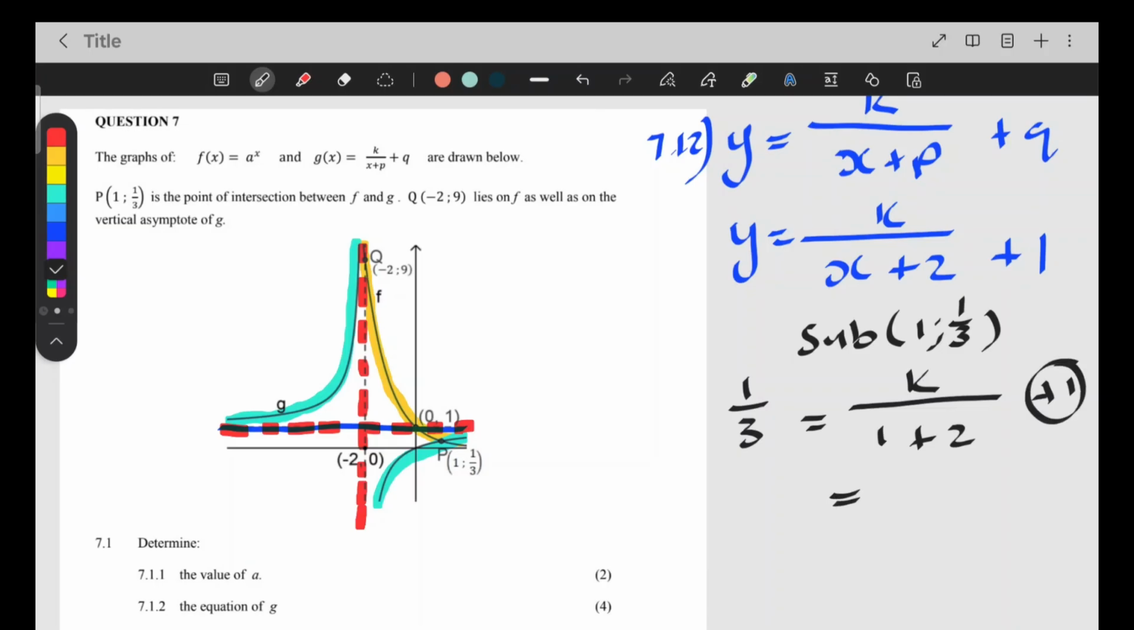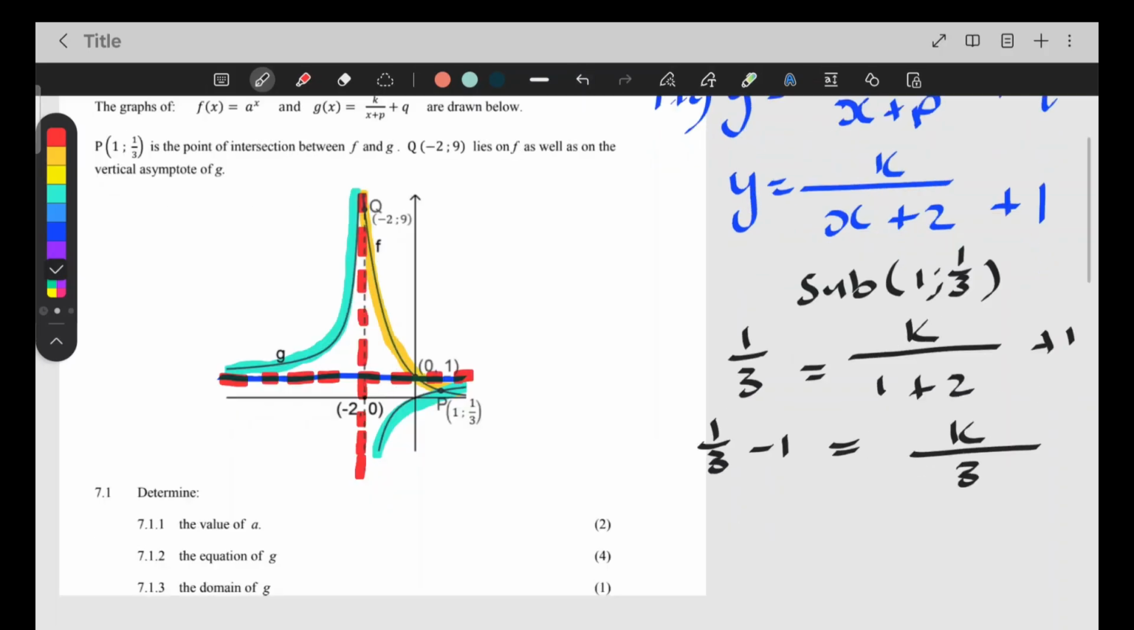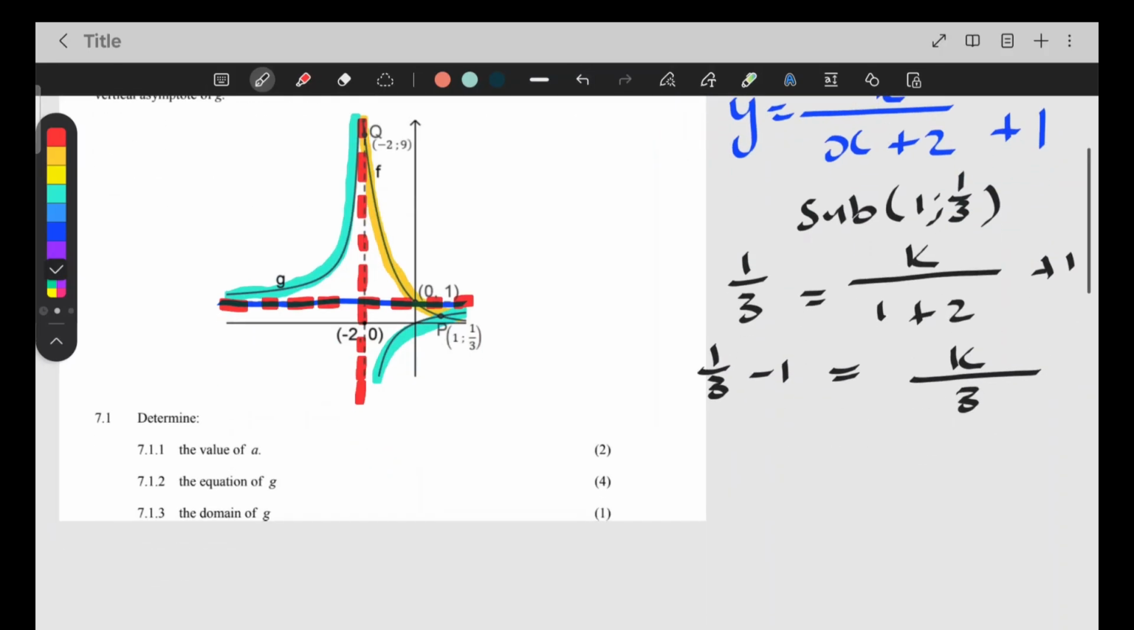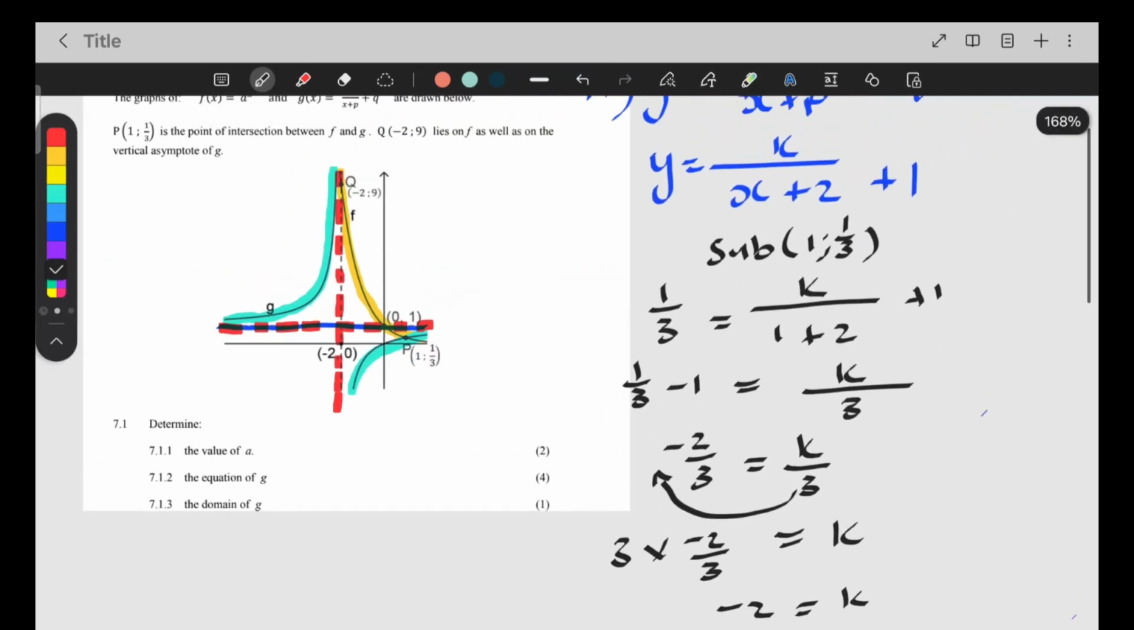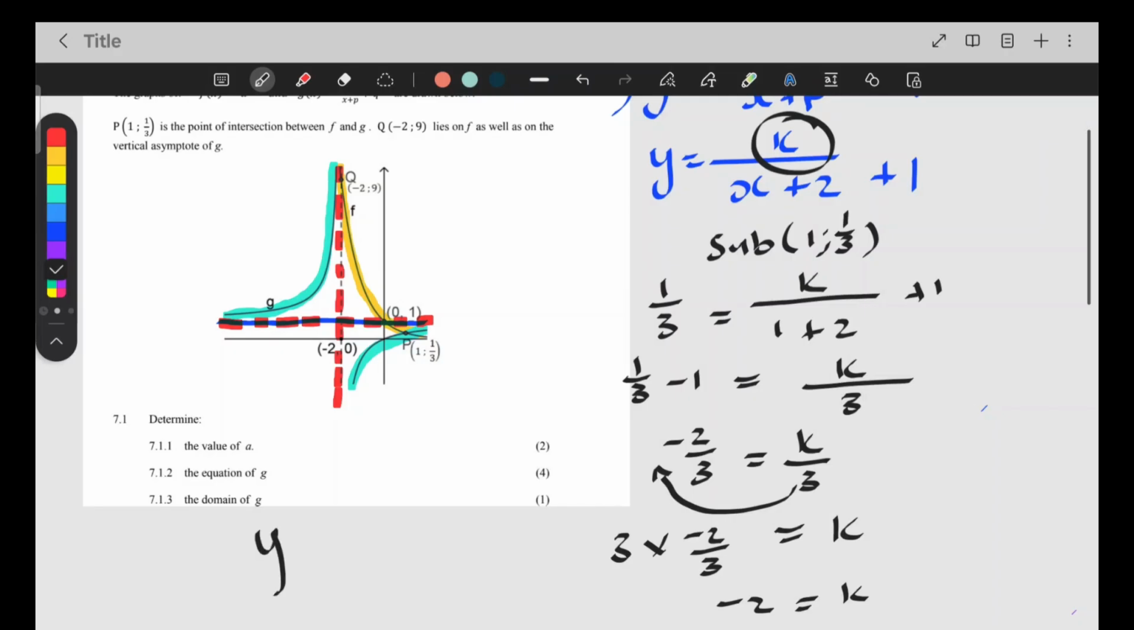Okay, first thing you take over is the 1. So you're going to have a third minus 1. Okay. And then this is 3. So then we have a third minus 1 is negative 2 over 3. K over 3. And then we just cross multiply k. Take the 3 and multiply it with that. So 3 times negative 2 over 3 gives me negative 2. So there I have k. So therefore the equation, so this is now negative 2. The equation is y is equal to negative 2 over x plus 2, plus 1.